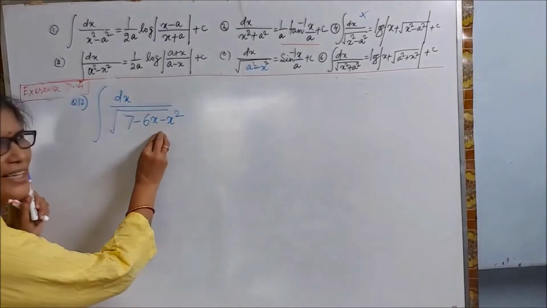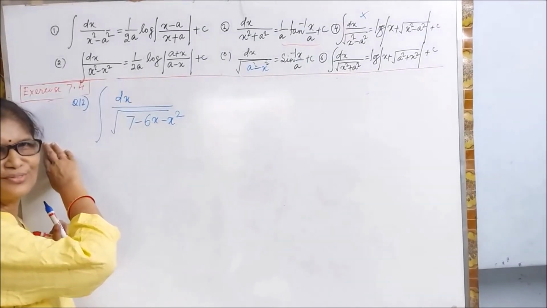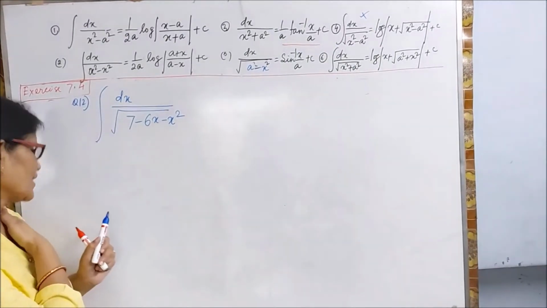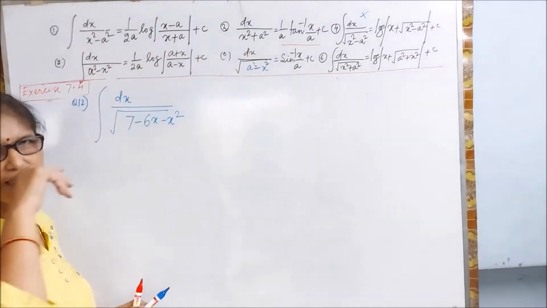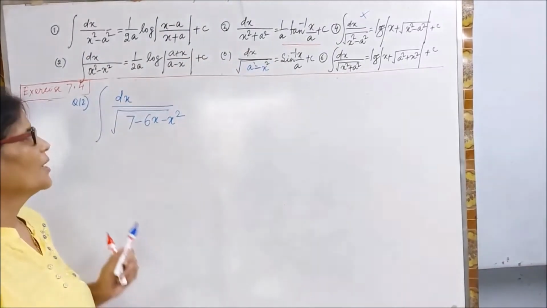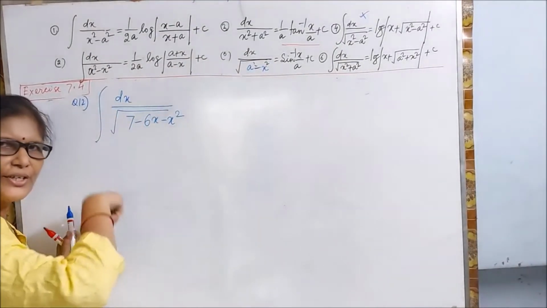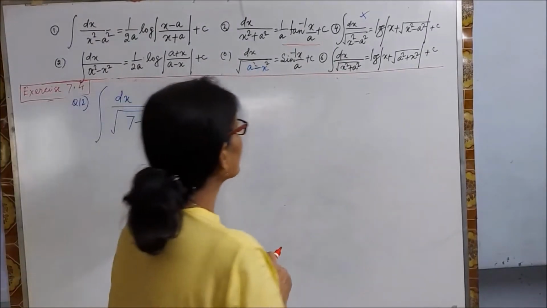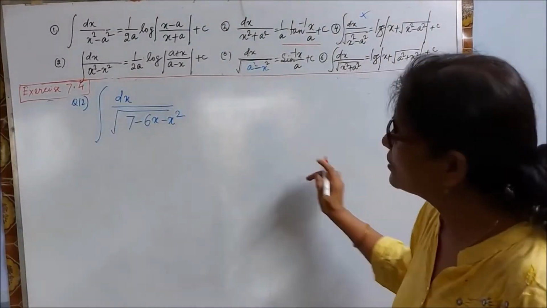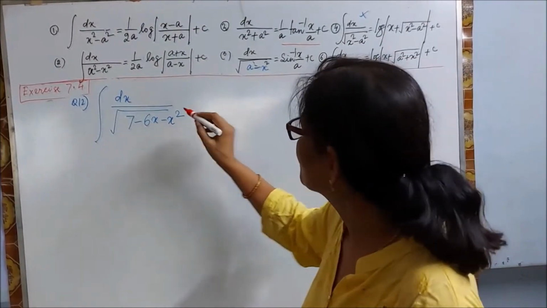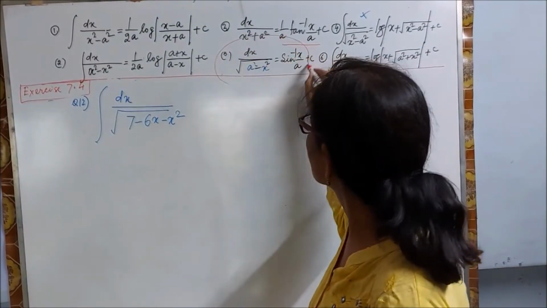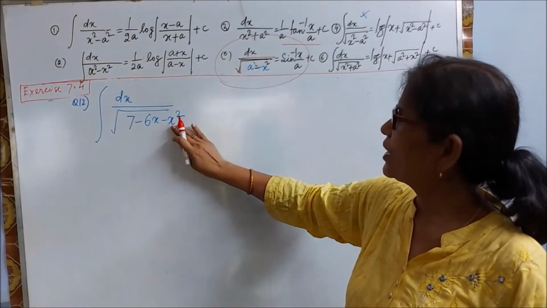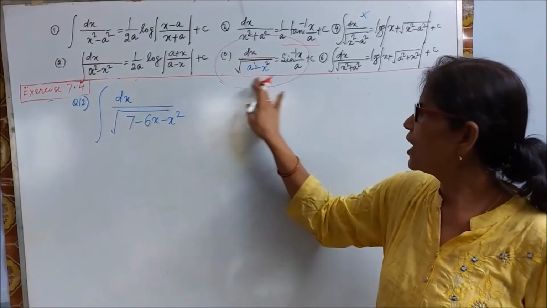Can you take the negative outside the square root? No. If there was no square root, you could take minus common and do as you have done till now. But when it is under the square root, you cannot take the negative outside. That means you are getting the question in this format: a square minus x something square. So how to go about this?